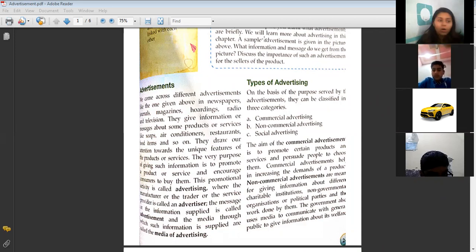For example, all of us have bought that egg-shaped chocolate called Kinder Joy, right? I bought it once and, to my surprise, even the chocolate was not tasty, the toy was also so tiny, and it cost so much, right?